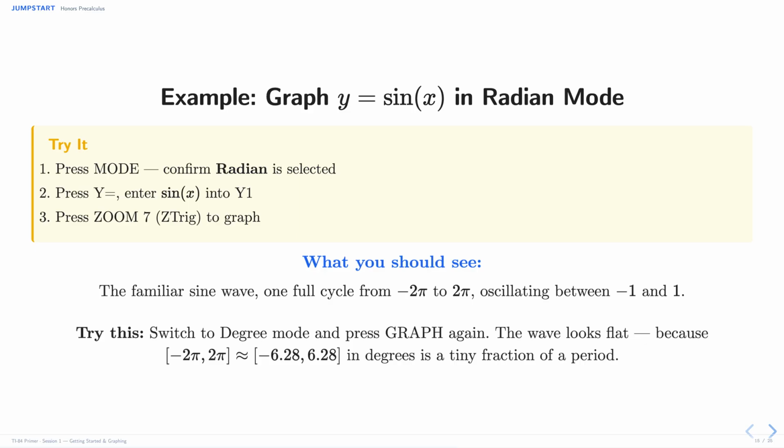You should see the familiar sine wave, displaying one full cycle from -2 pi to 2 pi, oscillating between -1 and 1. If you switch to degree mode and graph again, the wave will appear flat because the range is not appropriate for the sine function.